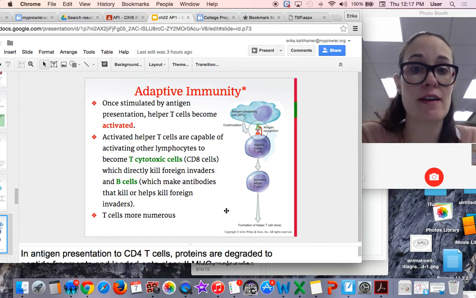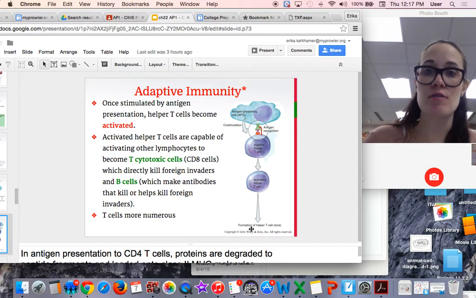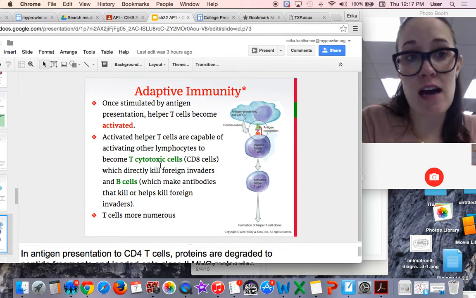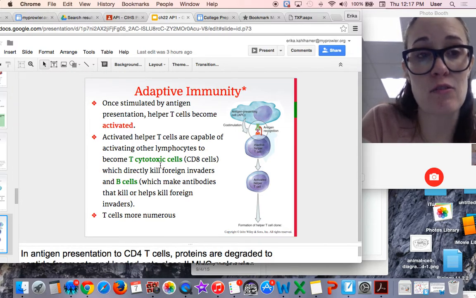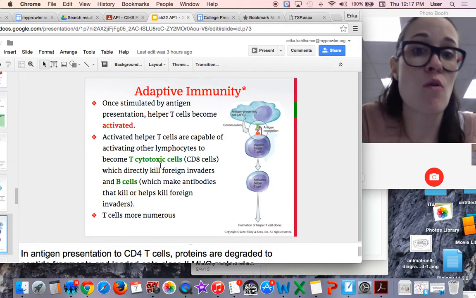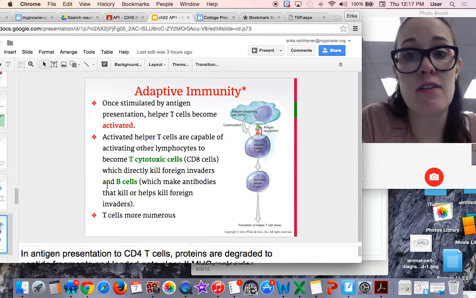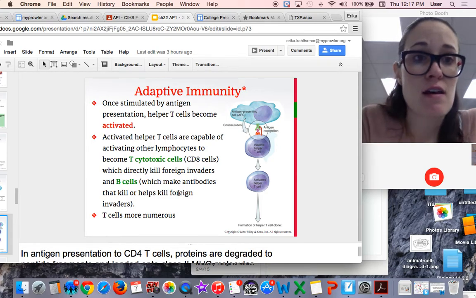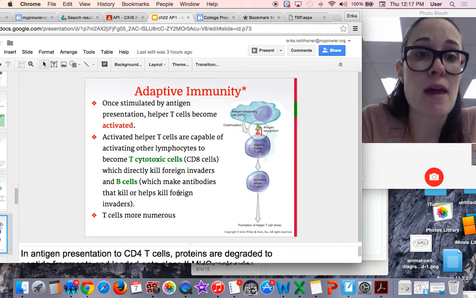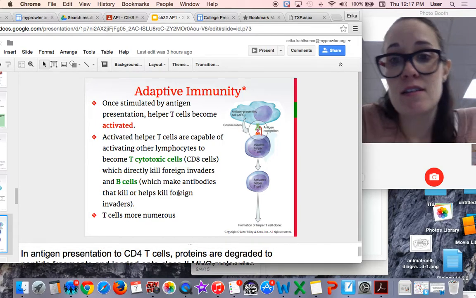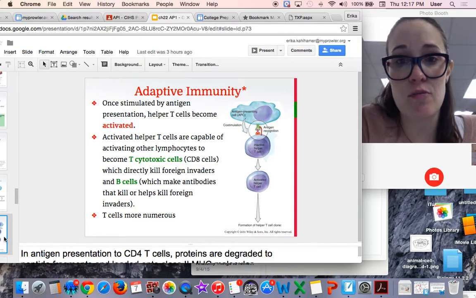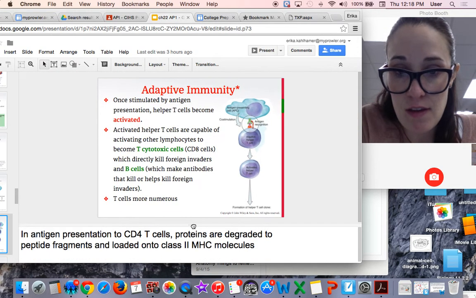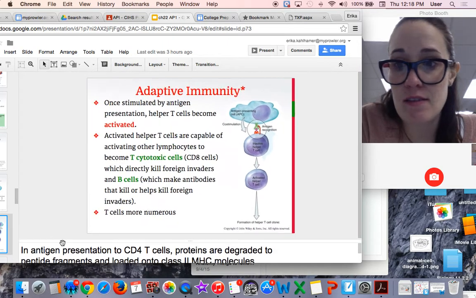Once that helper T cell is activated, see this arrow, it can activate other lymphocytes called CD8 or cytotoxic T cells to do their job, and their job is to directly kill foreign invaders, or they can make more of themselves, or they can even activate B cells, which is another type of lymphocyte that makes antibodies. And T cells themselves, like I said, become more numerous. Okay, moving on.